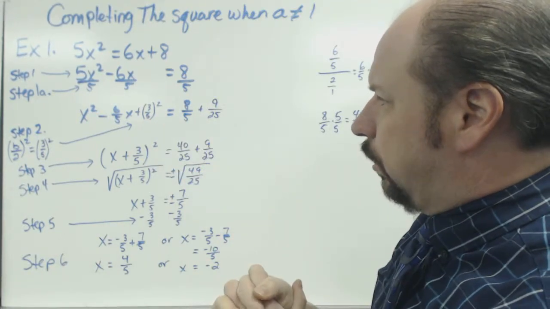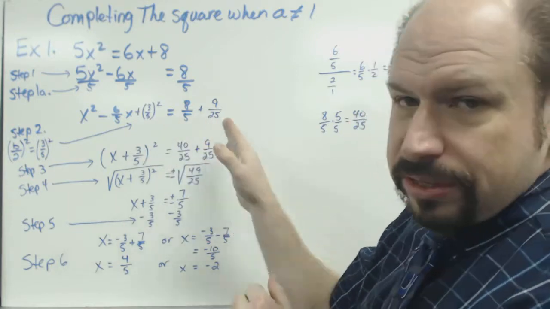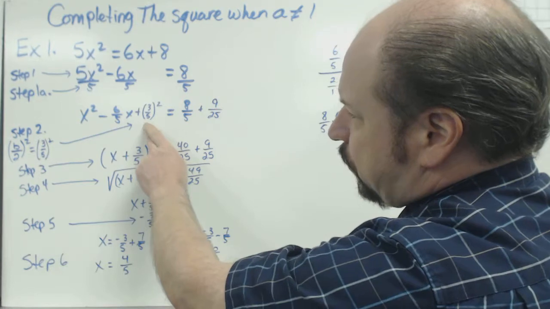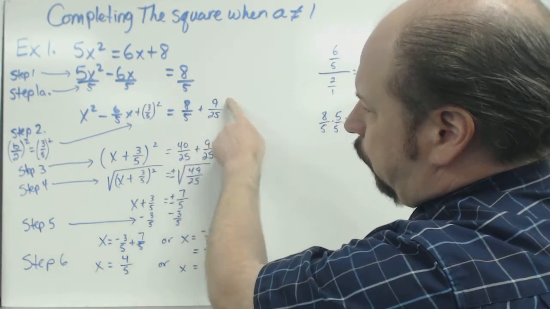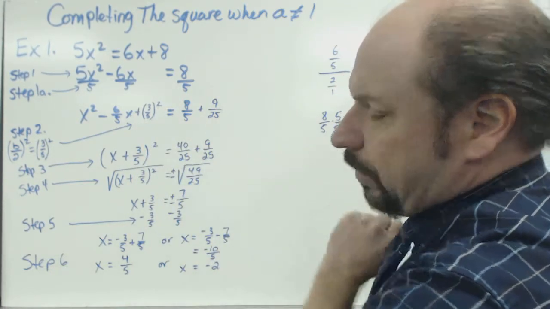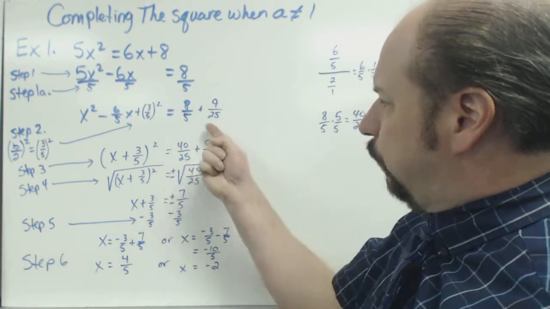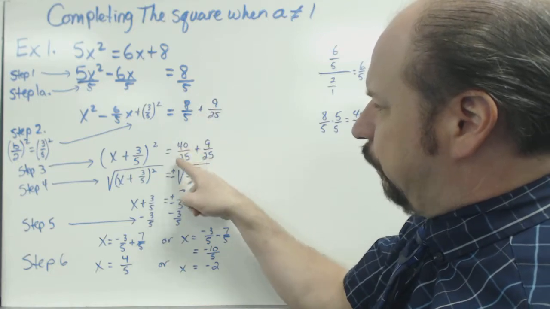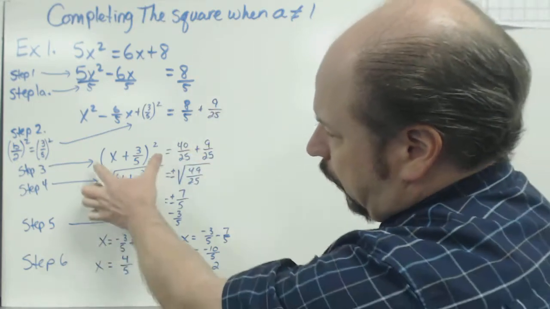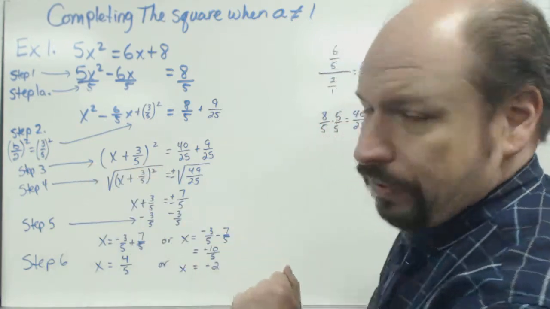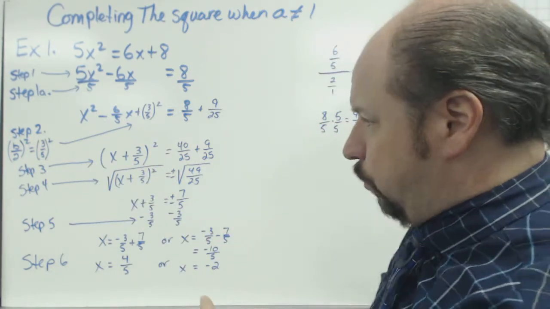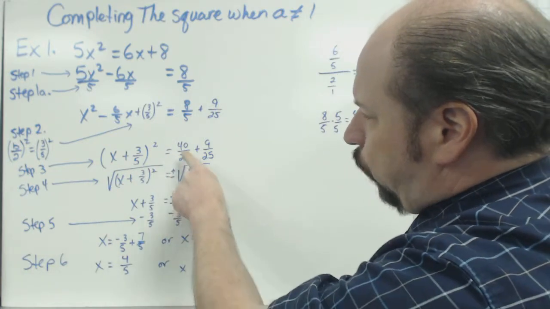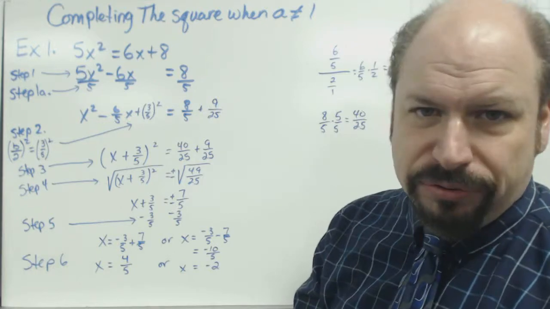So 3/5 squared. And we're going to add that to both sides in step 2 of this process. So we get x squared minus 6/5 x plus 3/5 squared. And over here, I went ahead and squared that 3/5 to make it 9/25. Okay, so now, of course, to add these, we do need a common denominator. So I multiply top and bottom here by 5 to get 40/25. And I did go ahead and do step 3, where we factor the left side and write it as a perfect square. So we end up with x plus 3/5 squared equals 40/25 plus 9/25.